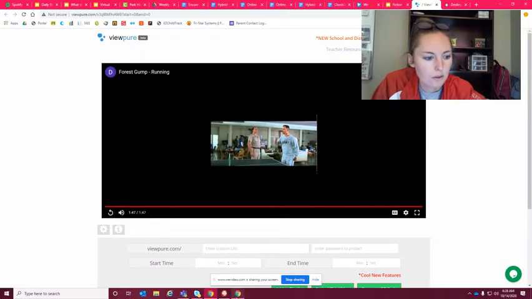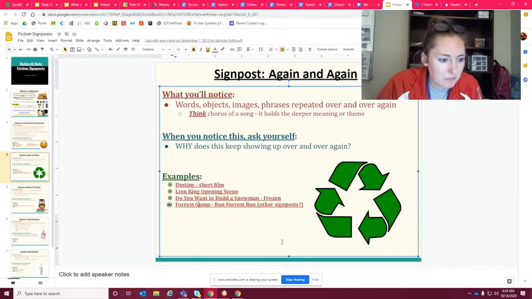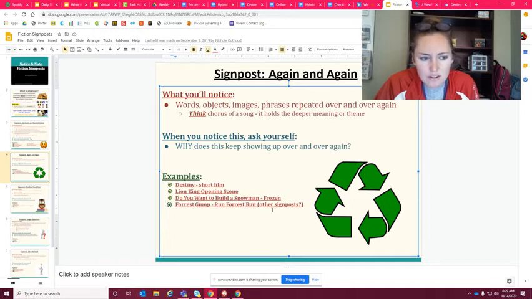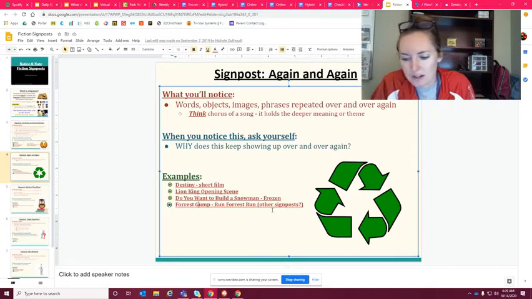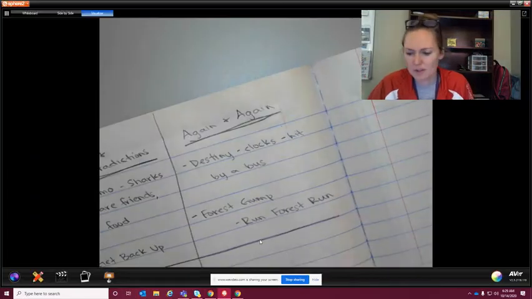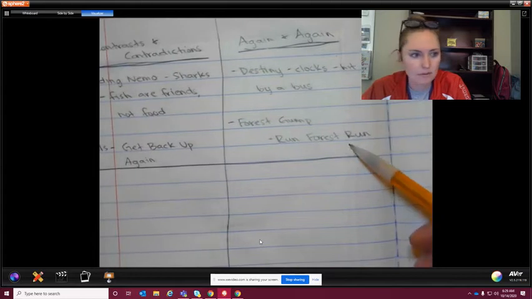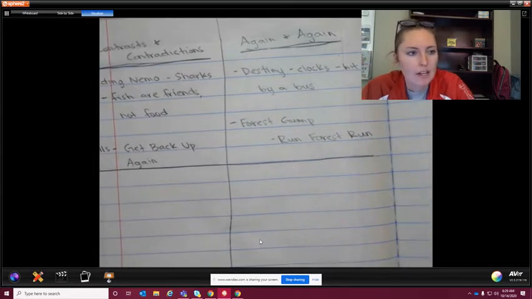All right, so I don't know if you guys have seen that movie before, but Run, Forrest, Run, there's another signpost there. It kind of goes back to our contrast and contradictions, because he was in those braces. You would think, oh, he can't run. Why would they be saying that? So go ahead and write this down. Forrest Gump, Run, Forrest, Run.